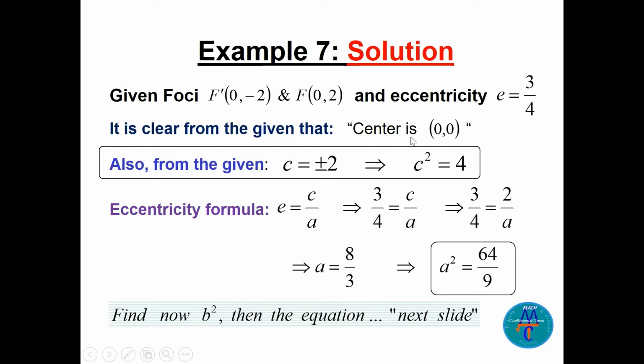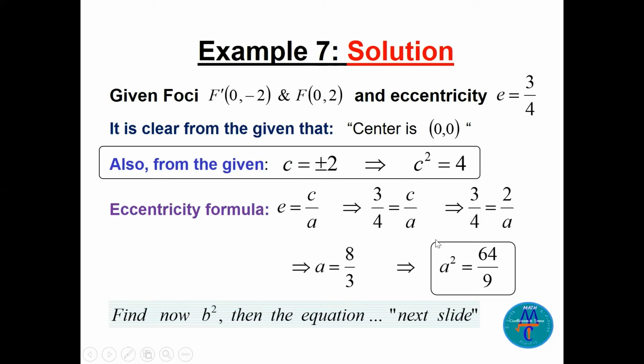Now the center here is (0, 0) for sure because it's the midpoint of the foci. The eccentricity e equals 3 over 4 is given. So from the given we can say c is plus or minus 2. When you square it, you get c squared is 4. Now the eccentricity formula is e equals c over a. 3 over 4 is equal to 2 over a. Now we cross multiply, 3a is equal to 8. So a is 8 over 3. When you square it, you get 64 over 9 is a squared.